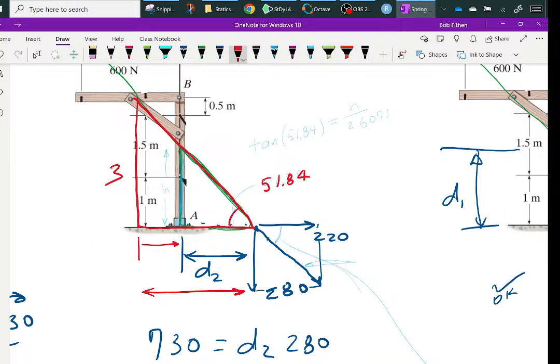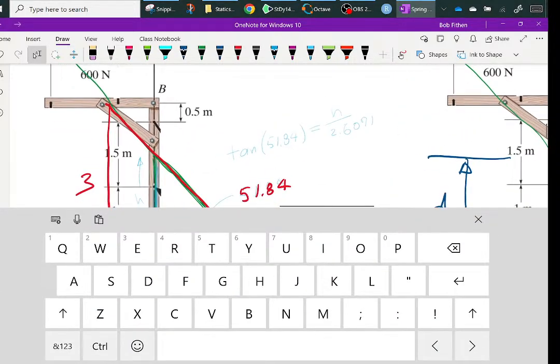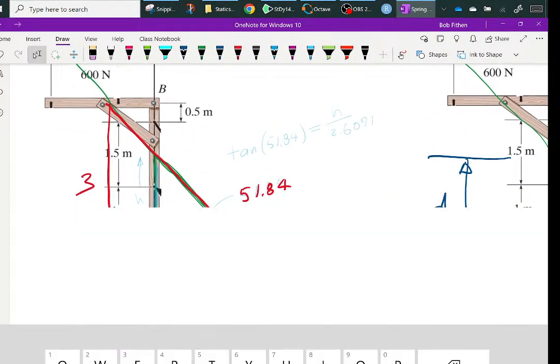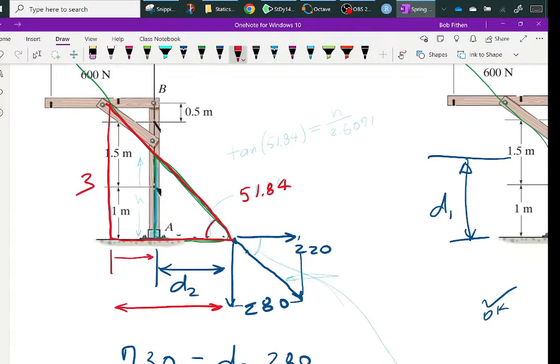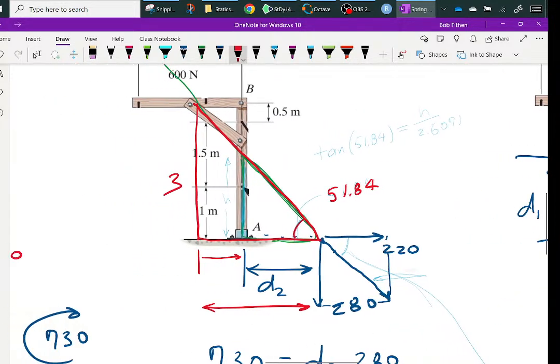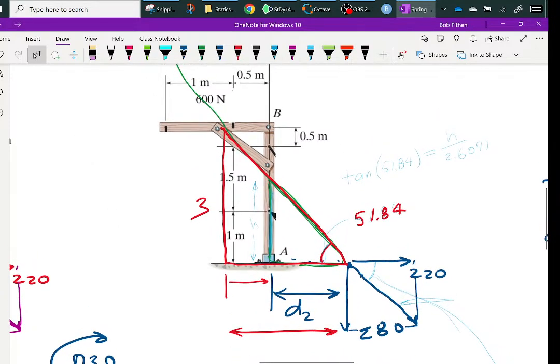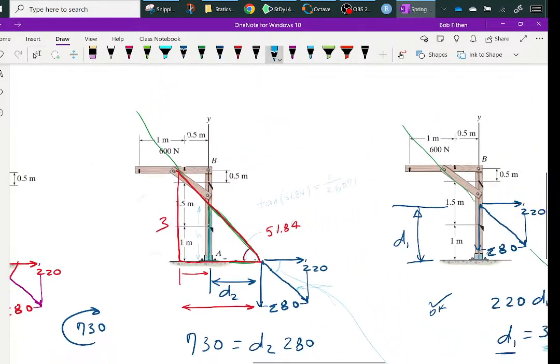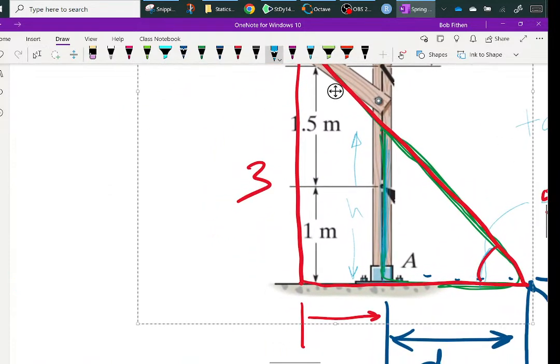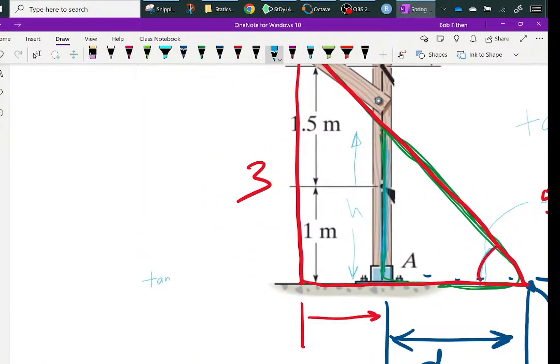So what this becomes is, here, I'll go back to here so I can write really small. The tangent of 51.84 is equal to 3 over this distance right here.